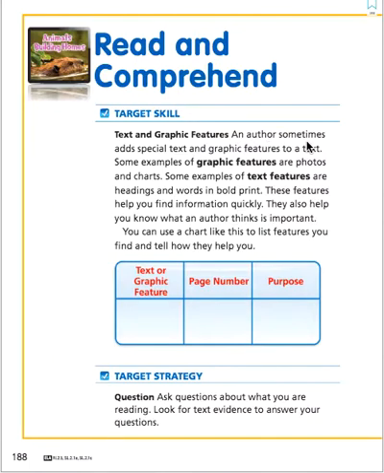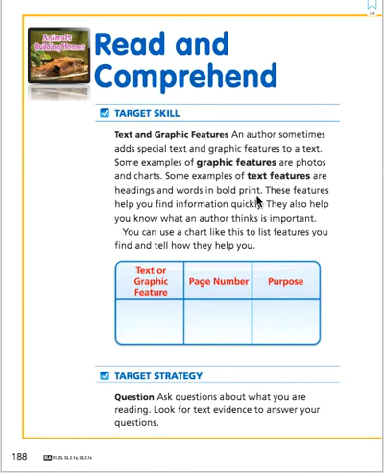An author sometimes adds special text, so like words, and graphic, pictures, features to a text. Some examples of graphic features are photos and charts. Some examples of text features are headings and words in bold print.